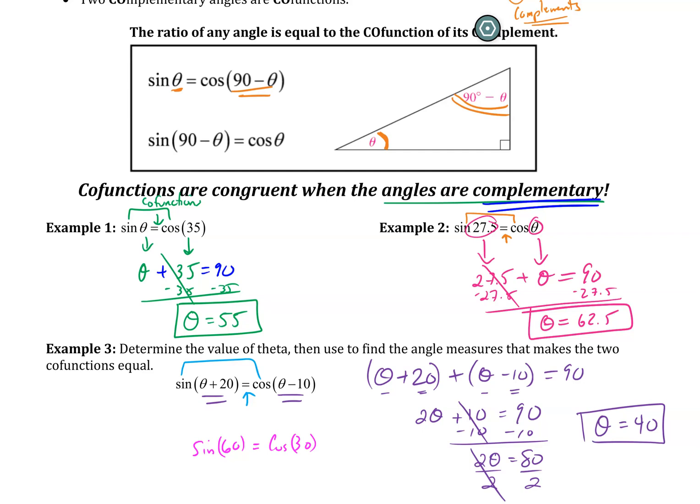So that's cofunctions in its entirety. What you need to remember is, first off, that sine and cosine are cofunctions. That's the first important thing. Secondly, in order for them to be equal, they must be complements with respect to their angles. That's what this is stating here. Feel free to pause the video or rewind and go back and check anything over that you need to, and then we'll utilize this to practice more problems.